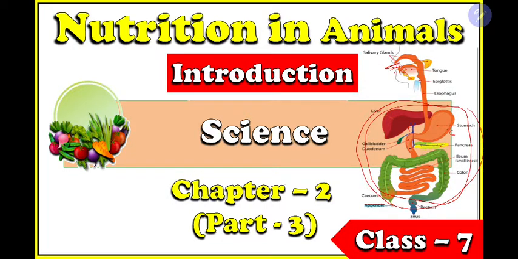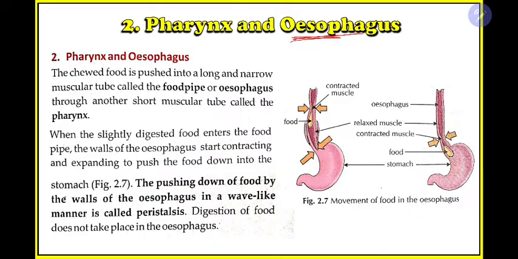So from the pipe it will move. It is known as the food pipe. We all know there is a pipe from which the food moves. So this pipe is known as the food pipe, and this food pipe in scientific language is known as the esophagus. So what are the pharynx and esophagus, and what are their functions? The chewed food is pushed into a long and narrow muscular tube called the food pipe or esophagus through another short muscular tube called the pharynx.